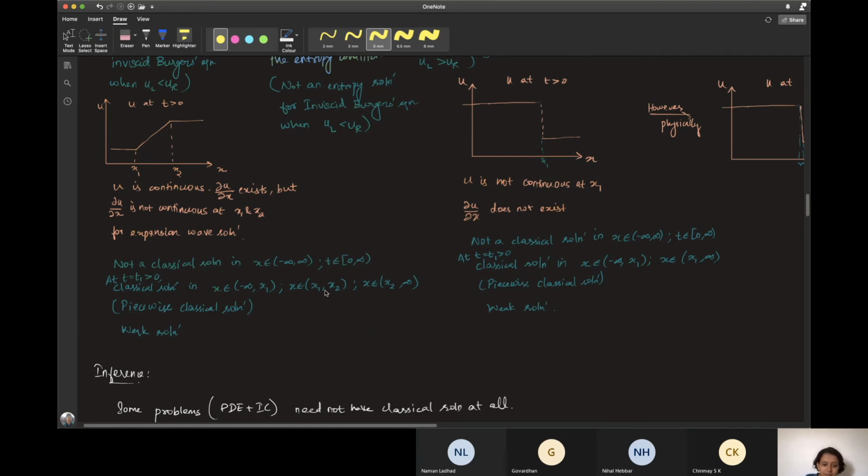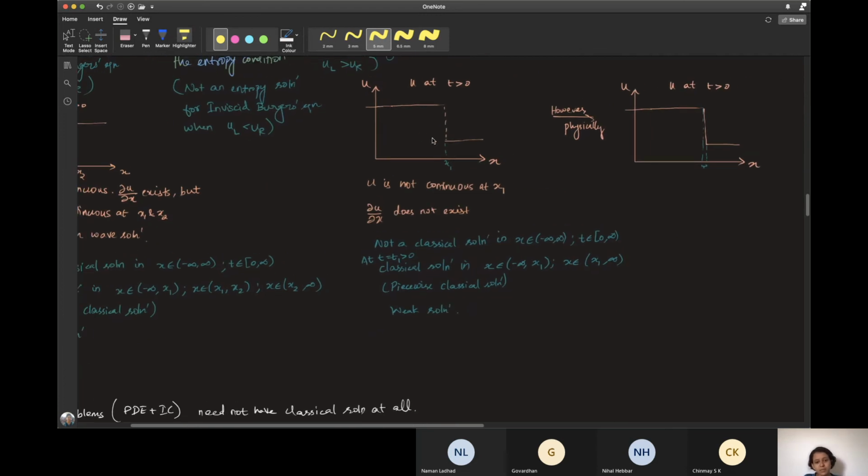So in these different split domains, your u is continuous, dou u by dou x exists, and dou u by dou x is continuous as well in each of these domains separately. So it's a piecewise classical solution. It's not a classical solution in the full domain, but it's a piecewise classical solution, and it's obviously a weak solution.